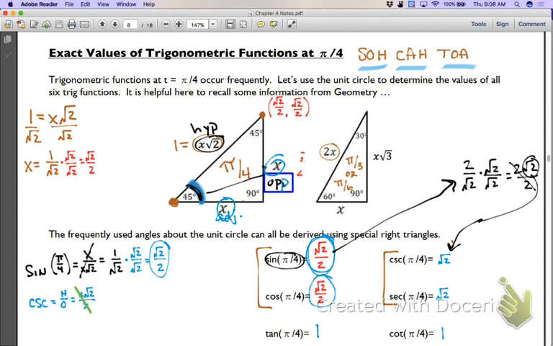Okay, write the exact answer: square root of 2 over 2, or for cosecant, square root of 2. I don't want to see 1.41. I want to see the square root of 2. And then I want to see 1 for tangent, not 1.000.